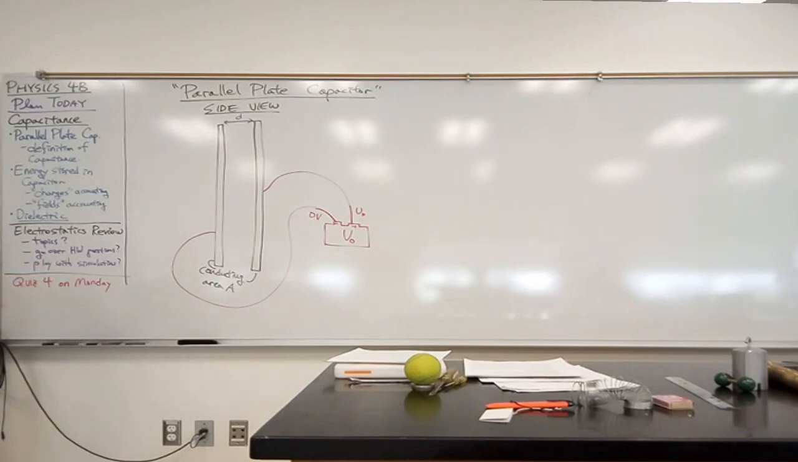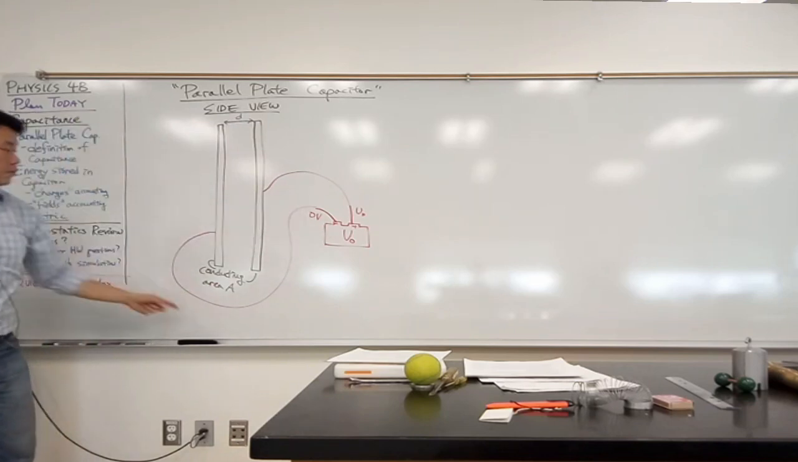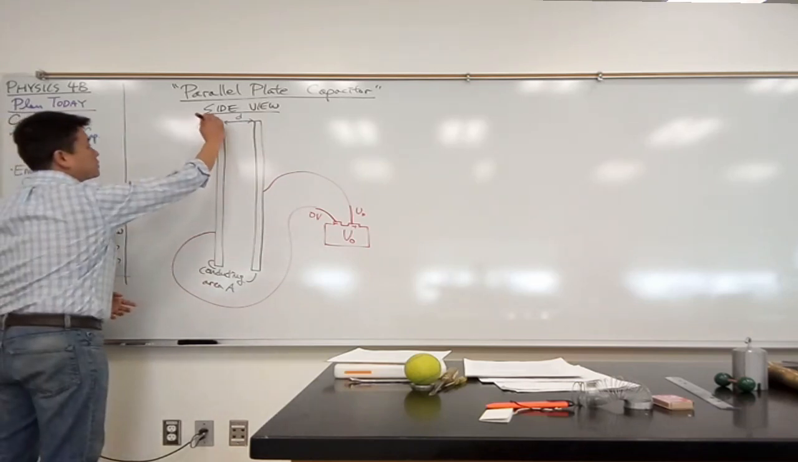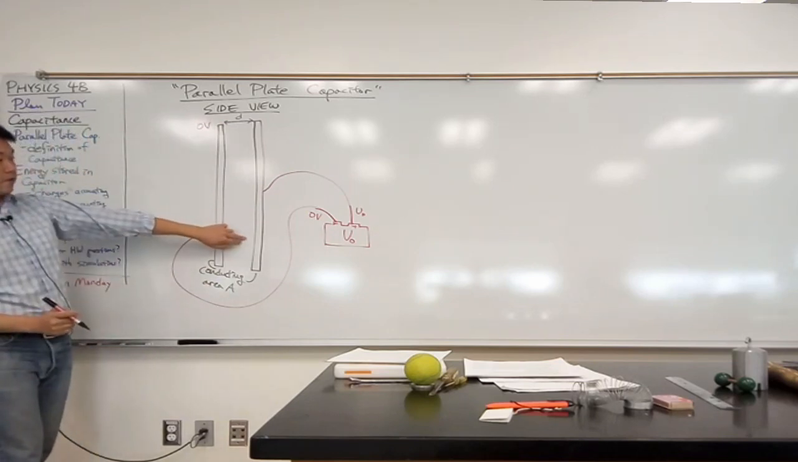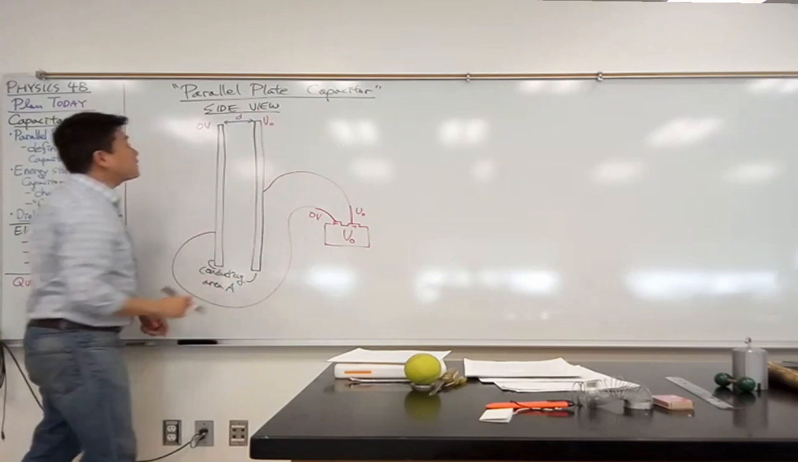Yeah. So you are visualizing this kind of setup where I have two conducting plates, one connected with a wire to one end of the battery. So this is at 0 volts. The other end is connected through a wire to the other end of the battery. This is at voltage V naught.